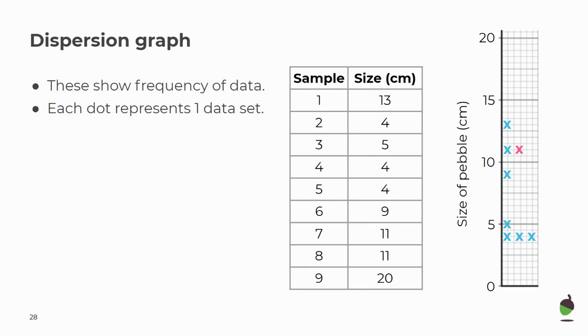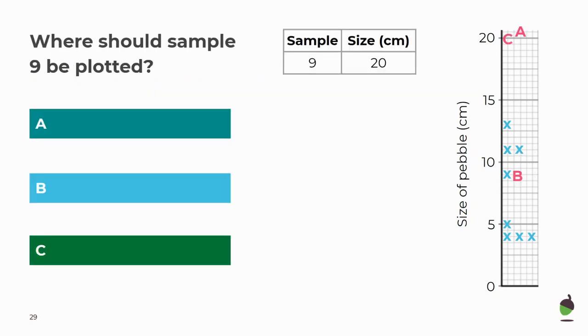Yes. Up there, it's the second time we've seen number 11, so it stands by the side. Let's check you've really got it. So where should sample 9 be plotted? 3 options, A, B, or C. Write down the letter when you've decided. Okay, tell me what you've got.